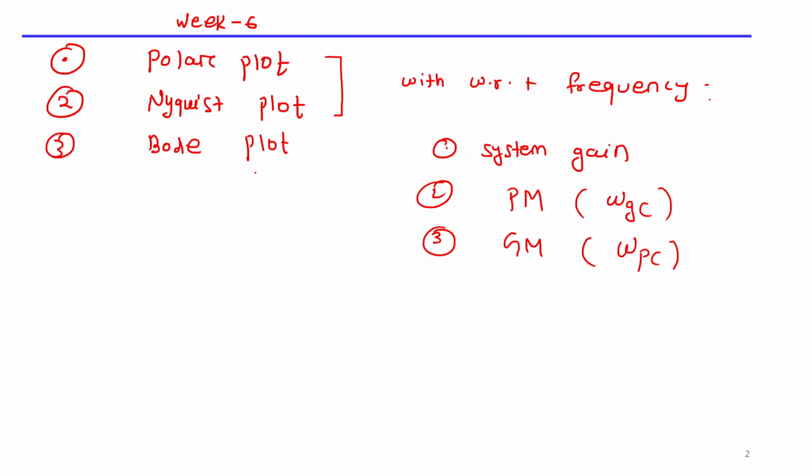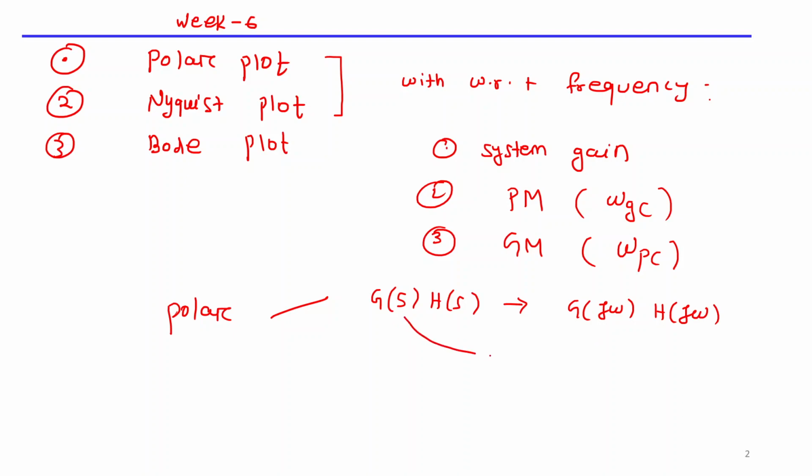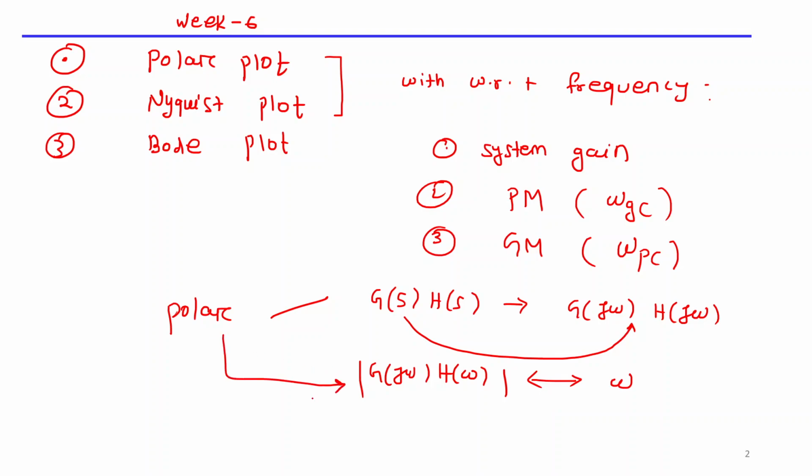So what do you mean by polar plot? Polar plot is nothing but an amplitude versus phase plot. You have to find out the amplitude, meaning now your G(s)H(s) becomes G(j omega)H(j omega), because s is j omega. In frequency response analysis, we convert this time domain analysis to frequency domain analysis. Then you have to find the magnitude of G(j omega)H(j omega), and how this magnitude will vary with respect to omega. That's what we'll do in the polar plot. This is the concept of the polar plot.